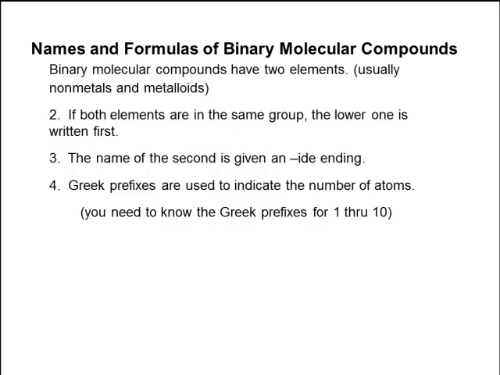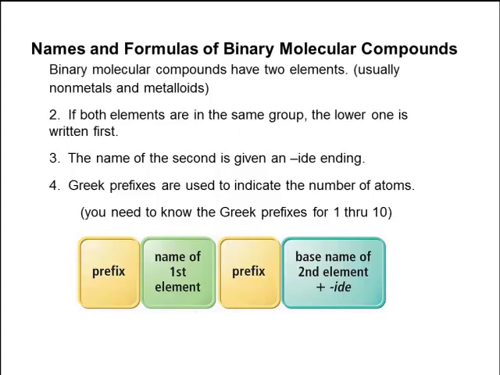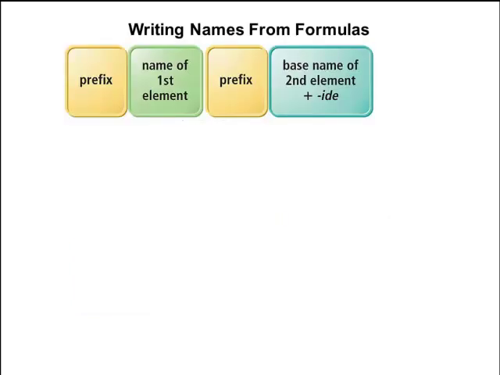Then when we go to actually write out the entire name, we need to use Greek prefixes to indicate the numbers of them, followed by the name of the first element, the most metallic element. And then we use the Greek prefix to indicate the number of the second element, and we use the base name of that second element plus the IDE ending. So let's look at some examples of these.